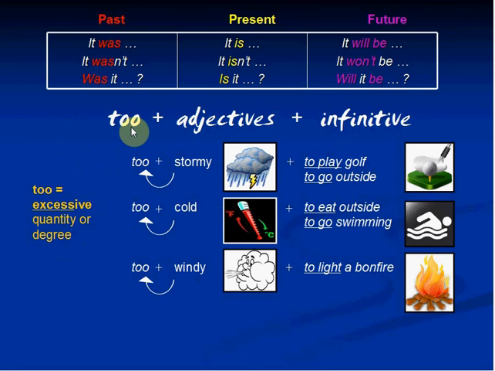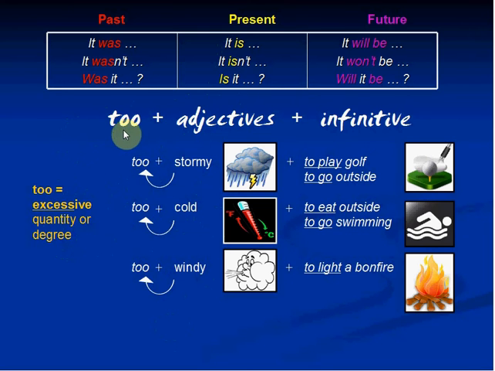And sometimes we put too in front of adjectives. Like, for example, I could say it's too stormy. Too stormy. So too much. Okay, it's too cold. Too cold. It's too windy. So it's excessively an adjective here. For example, it's too stormy, it's too cold, it's too windy, it's too warm, it's too rainy, it's too foggy, and so on. I can change the adjective after that, but the too indicates that it's too much. It's excessive in a quantity or a degree.